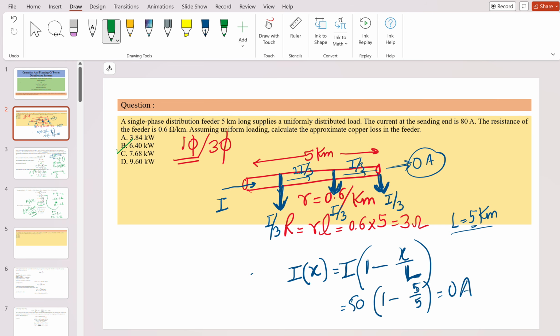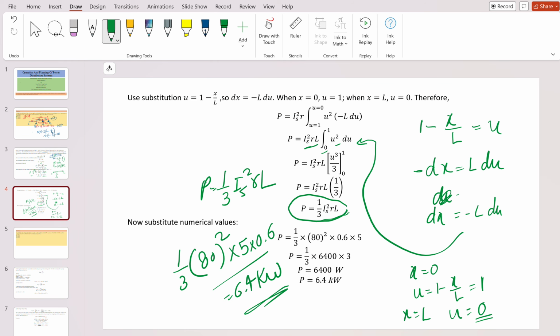Here you have to remember a few of the formulas that I have given. The derivation part is not important, as it will be an objective question. I have kept the derivation because it should be known. So this is how the value 1 by 3 Is squared rL came. Any doubt in this? If you feel there is a problem in understanding, just let me know, I will explain further.